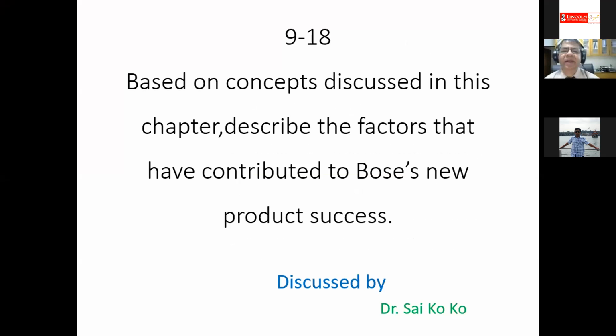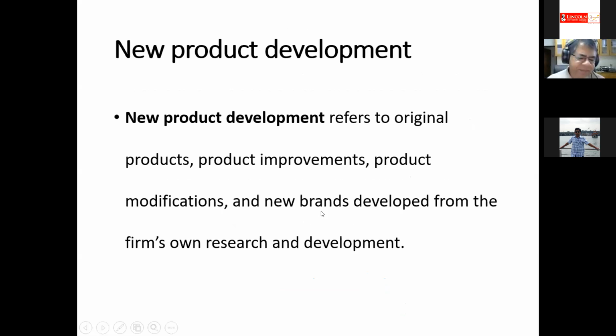This is chapter 9. The first question says, based on concepts discussed in this chapter, describe the factors that have contributed to both new product success. So the key question is, describe the factors that contribute to new product success. Let me explain first.